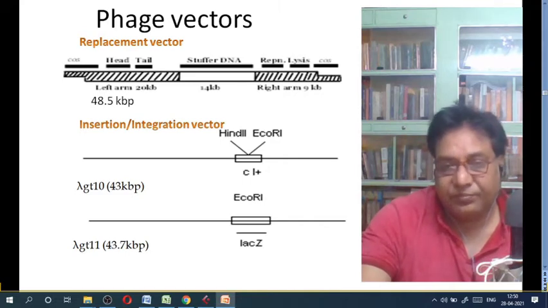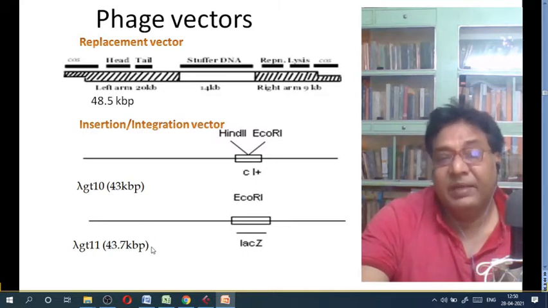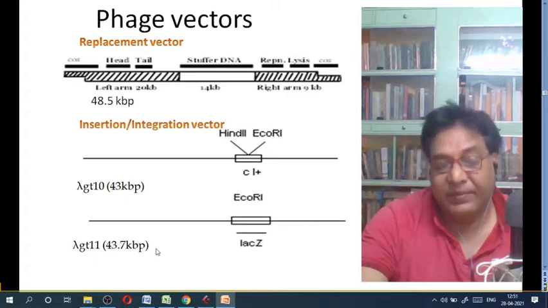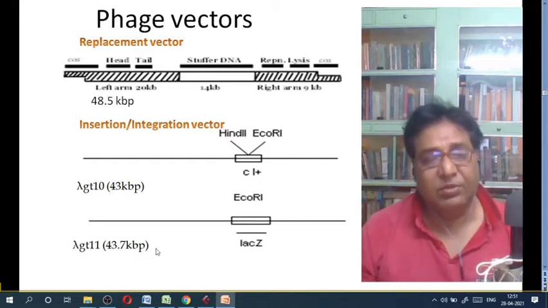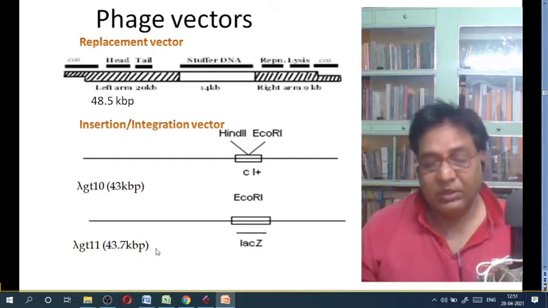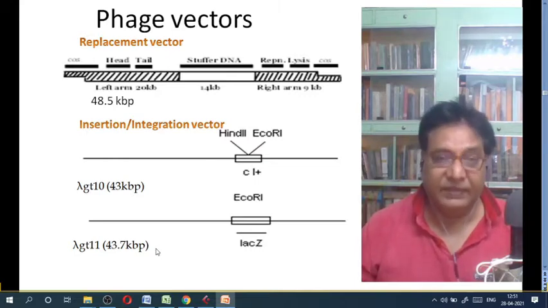Okay. So these two vectors, lambda gt10 and lambda gt11, are insertion vectors, and they are used mainly for making cDNA libraries. cDNA are only the expressed region of the genome. They don't contain the non-genic region. They don't even contain the intron part. They are made from the mRNA.